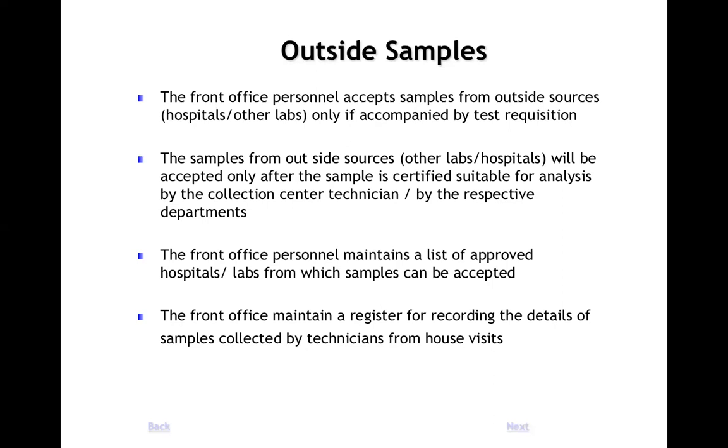So people at the front office shall have a list. If somebody comes whose name is not mentioned in that list, they can refuse, because you cannot use the symbol of the accreditation body on a report where the sample is collected at a place which is not approved by the accreditation body. And if you have a facility for home collection, then you shall have details of what samples are collected from the home.